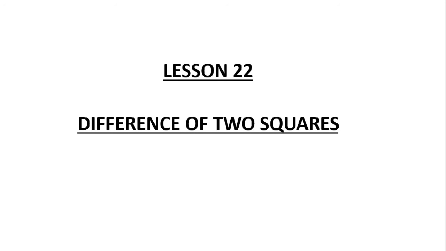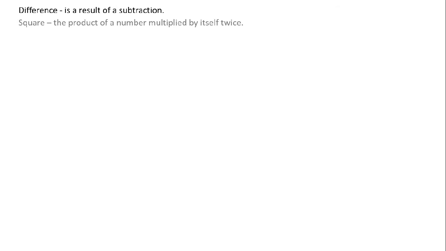This is our lesson 22, which is the difference of two squares. A difference is a result of a subtraction. A square is the product of a number multiplied by itself twice. Any difference of two squares, that is, a squared minus b squared, is always equal to the difference of the bases times the sum of the bases.